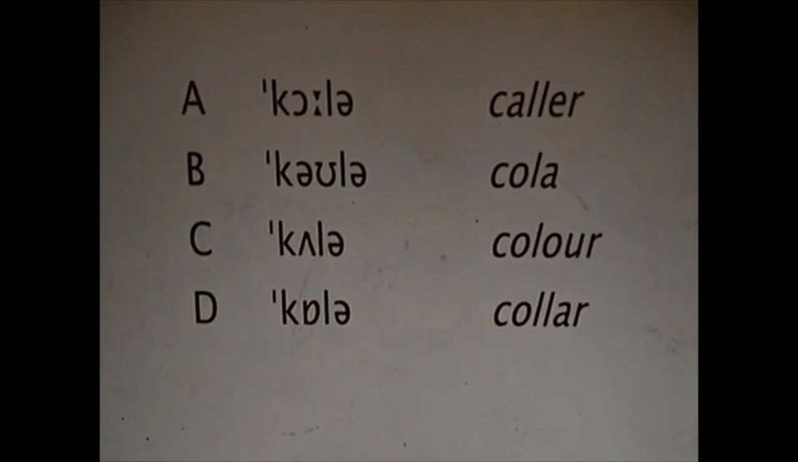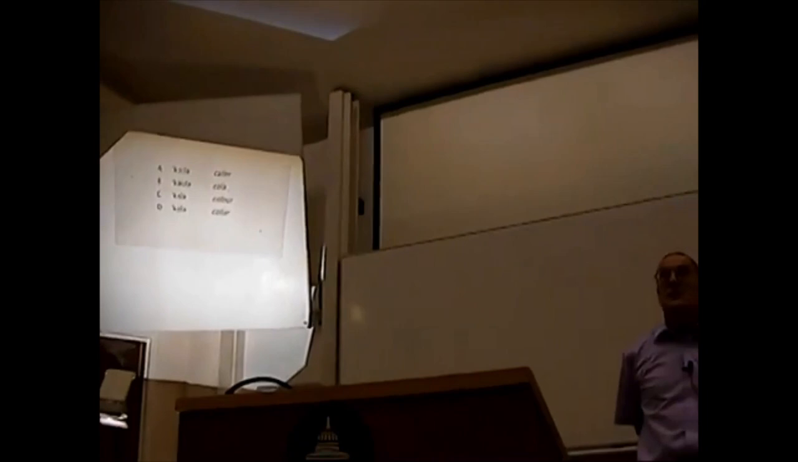Now in the phonetic transcription there I've put in the stress mark in the IPA way, before the syllable in question. The final vowel each time is a schwa, a weak vowel. Now, any pairs there you'd like me to compare for? Yes? B and D. B is cola, cola, cola. C, D is collar, collar, collar. O, o, o, o. Traditionally called long O in cola, short O in collar.